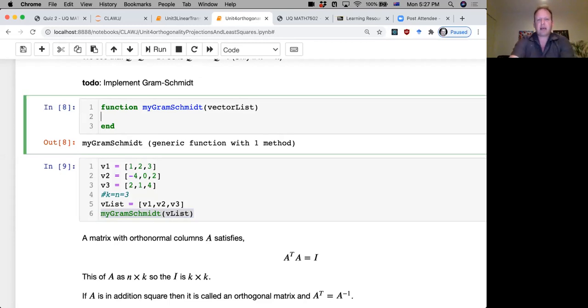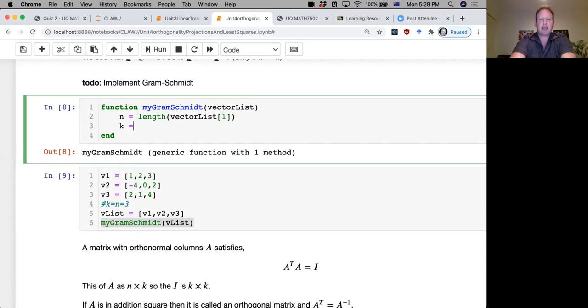So let's just do here. What we can do, I guess, I'm not sure what we're doing, but let's see. You'll help me if needed. So let's take n to be the length of the first element of the vector list. Our assumption here is that all vectors in the vector list are of the same length. We're not going to do error checking. And k to be the length of the vector list.